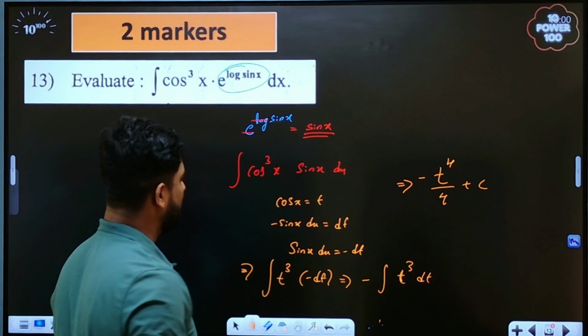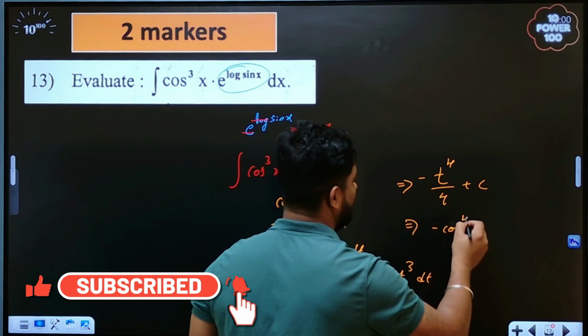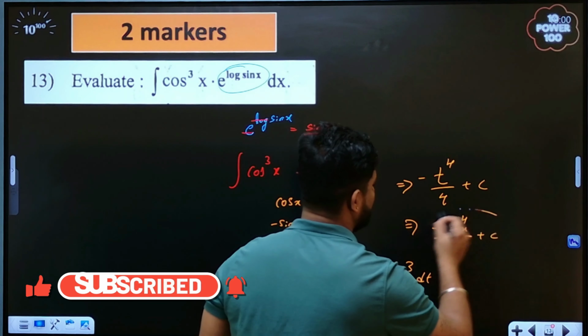What is t here? t is nothing but cos x. So let's substitute: minus cos x to the power 4 divided by 4 plus c. So this is the right answer, children.